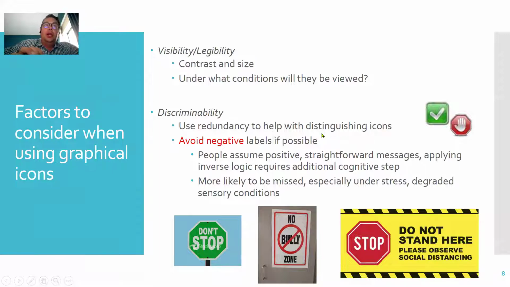Discriminability, being able to distinguish one graphical representation from another. Redundancy is a good way to do that. I've redundantly encoded yes or no, or positive or negative response, in these two icons here. So I've got different colors, different shapes, right?